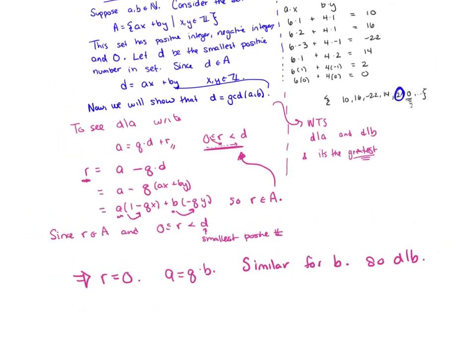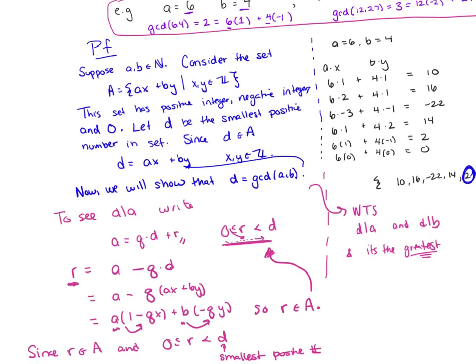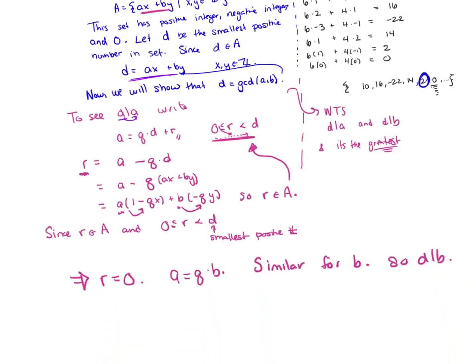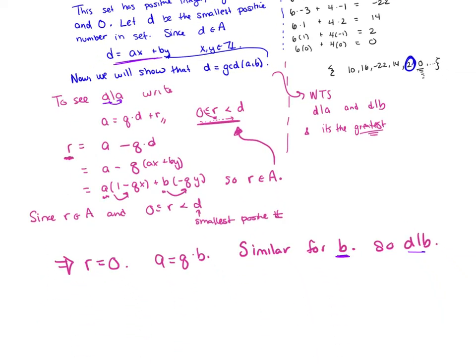Okay, so far I was able to show that there is some smallest number D. That D is a divisor of A, and then similarly it's going to be a divisor of B. And now I just need to show that it's the greatest common divisor. So we're almost there. So next, we just want to show D is the greatest common divisor.